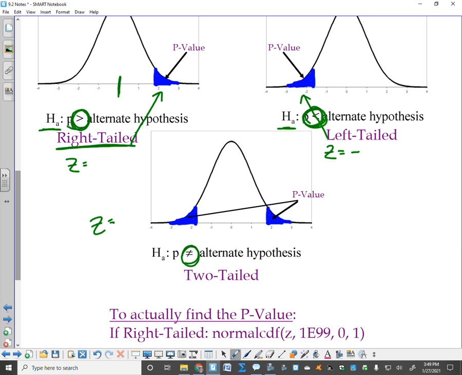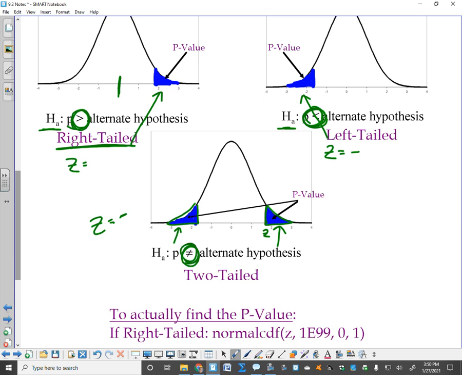So what you're going to have to do, guys, is find this area if you get a positive Z and then double it to make sure you get that area down there. If your z turns out to be negative, then you're going to find the left-tailed area first, then double it to also include that area.